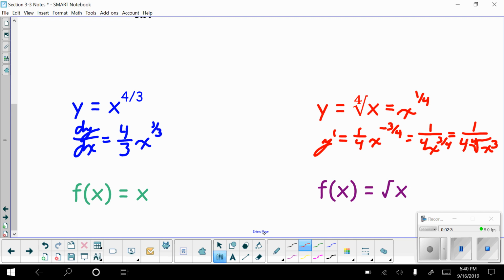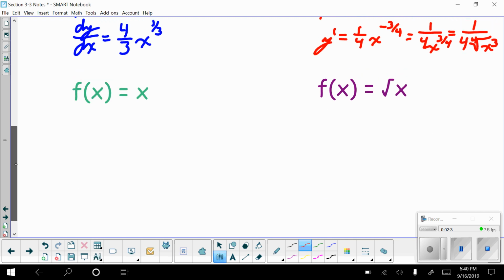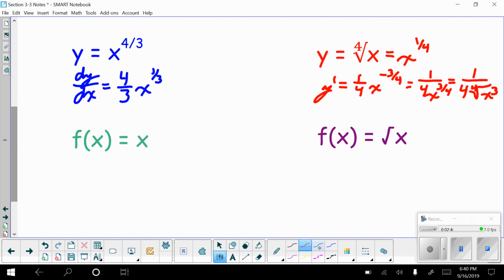Some additional practice with this is if I look at y equals x, this causes some difficulty sometimes for some people. If you just remember that derivative is the slope, what would be the slope of f of x equals x? Well, it's a line with a slope of 1. So the derivative is 1.